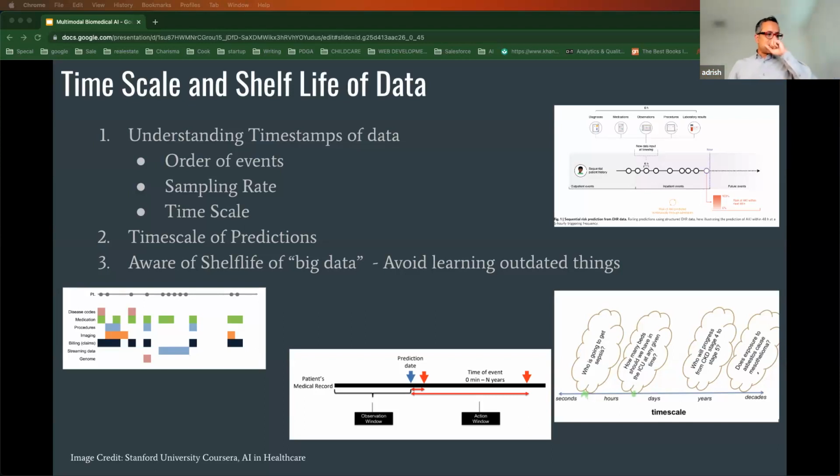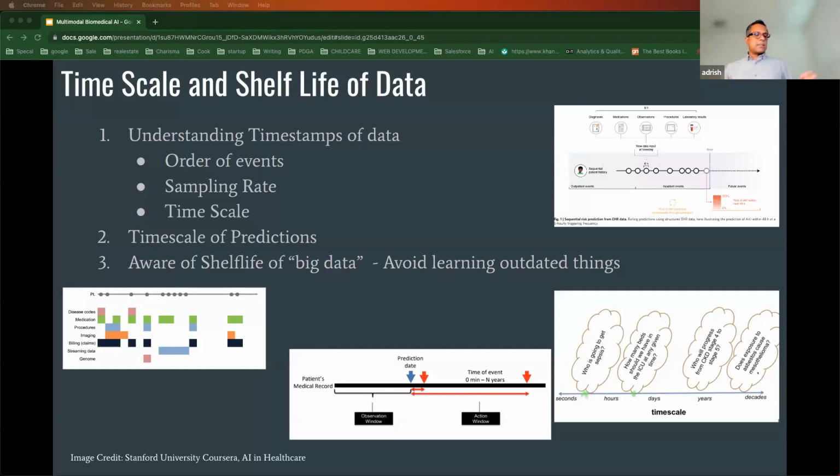And lastly, time scale. The time scale is whether you're talking about predicting for the next hour. Let's say somebody has a sepsis condition, and I really want to predict what is going to happen in the next 30 minutes, compared to whether somebody will have diabetes. That's probably a long-term condition. So understanding this time scale is important from the perspective of the model.